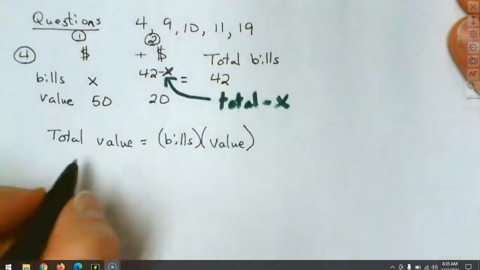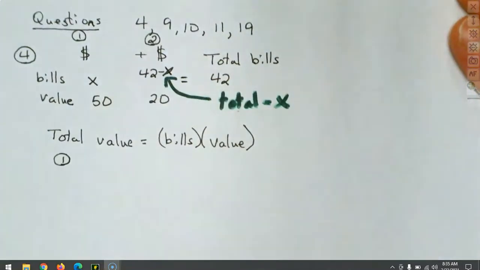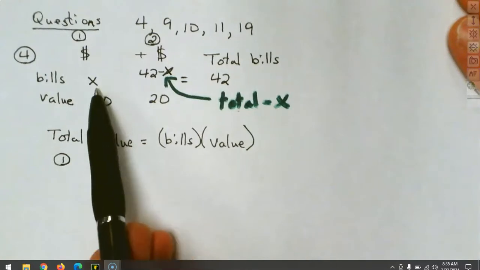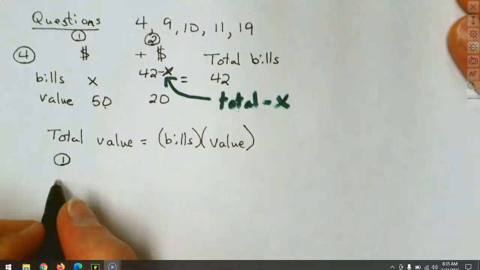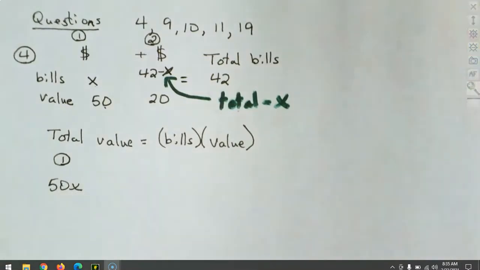So what do we know about the first one? Well, the value of the bills is 50. Number of bills is X. So my first one is going to be 50X. Bills times the value. Now, what about the second one?